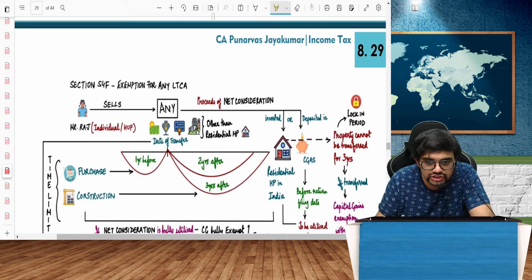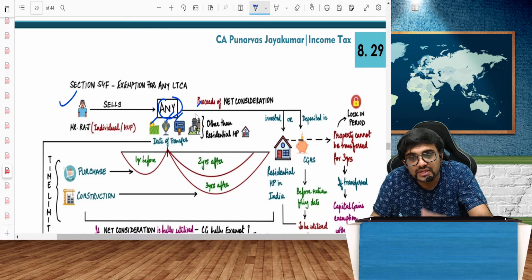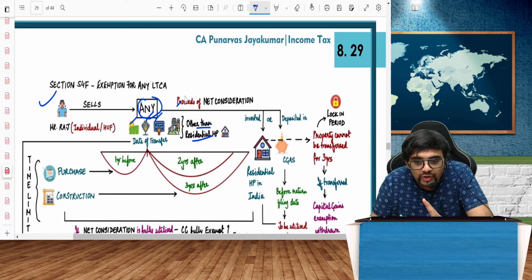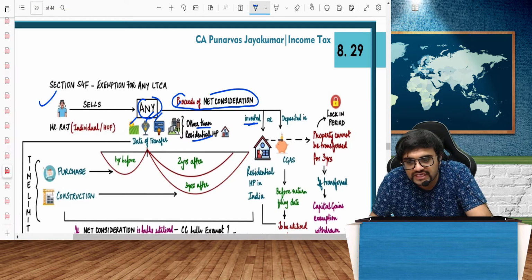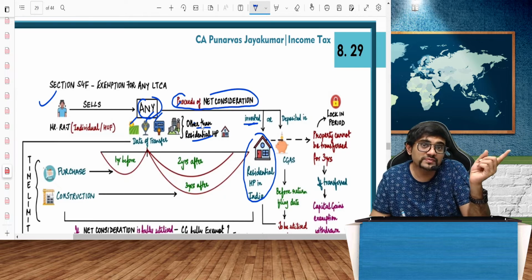This is applicable to an individual or HUF. What does he sell? Any capital asset: land, jewelry, bonds, building, other than house property. Proceeds of net consideration is invested, not capital gain, in another residential house property in India. I am not selling house property. In 54, sell house property, buy house property. 54F, sell other than house property, buy house property.